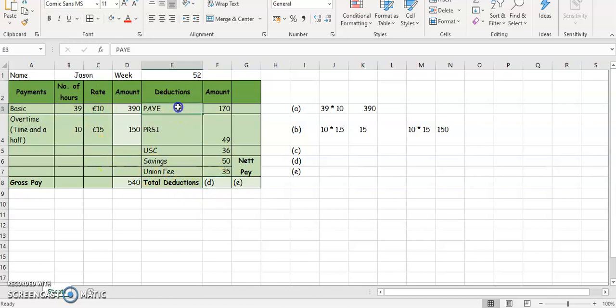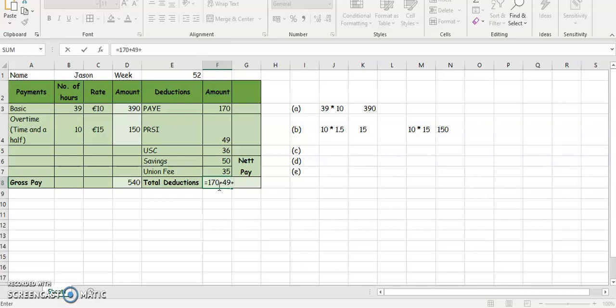Part D, then you're going to take these five deductions and just add them together. So D is going to be 170 in your calculators plus 49 plus 36 plus 50 plus 35. And that's going to give you 340. That's your total deductions. Now, net pay is equal to gross pay minus deductions.